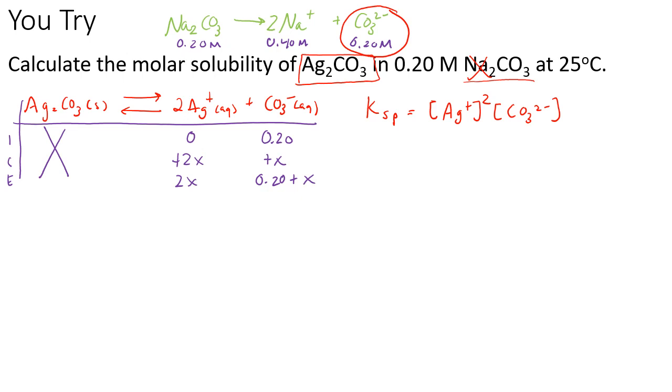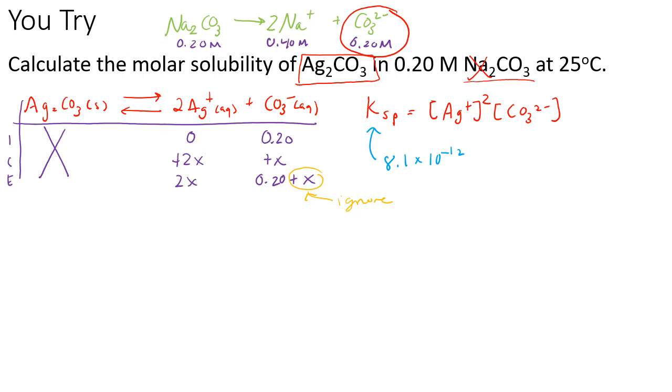Our KSP value, if we look that up on our chart for silver carbonate, is 8.1 times 10 to the negative 12. And so once again, it's a very small value. They're all going to be very small. So we can ignore this plus x right here.